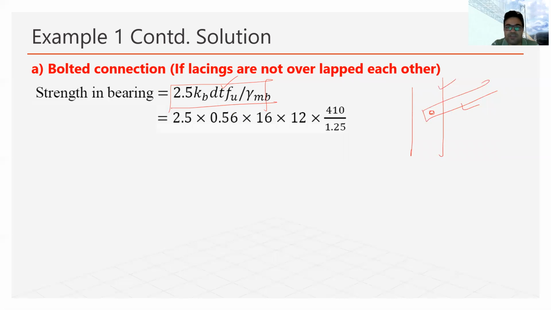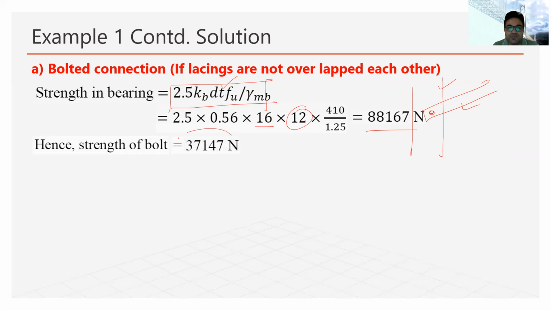From the steel table we can find out the channel section thickness. Here we are going to take the thickness of the bar, which is 12 mm. Similarly, we are taking all other values. Dia D is the dia of the shank. Putting all the values here, we get the bearing strength as 88.167. The bolt value will be the least one. So the strength of the bolt will be the shear strength, because the shear strength of the bolt is less than the bearing strength. So this is the bolt value.